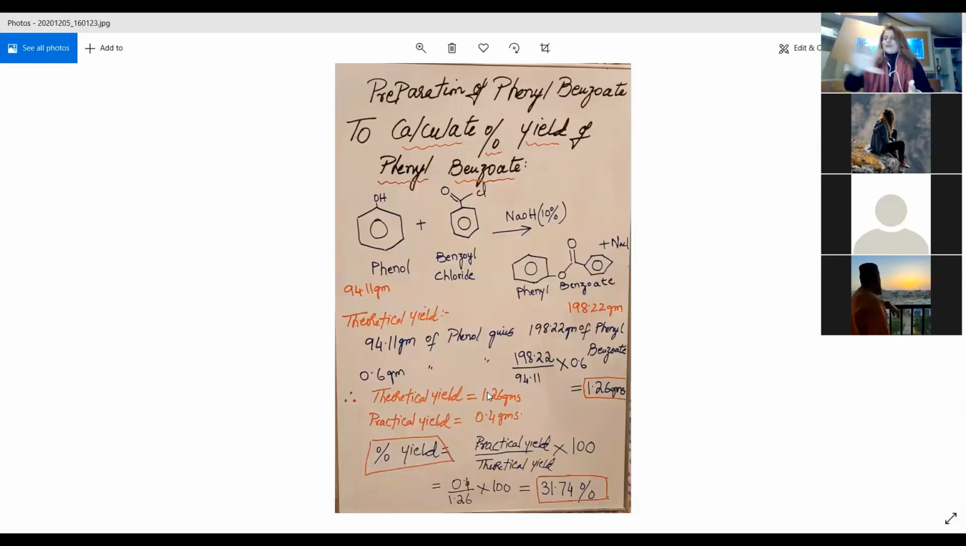One you got through a series of steps, and you got a product in the end, right? And you weighed that product. That is the weight of your compound. The practical yield is the weight of your product, whereas the theoretical yield is only calculated through the molecular weights.